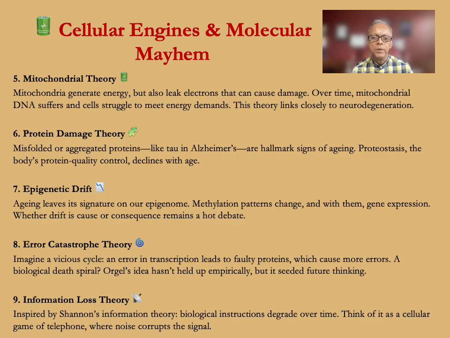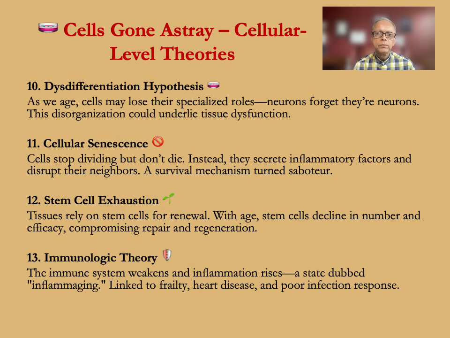The next theory is the information loss theory, inspired by Shannon's information theory. Biological instructions degrade over time. Think of it as a cellular game of telephone where the noise corrupts the signal. Cells gone astray, cellular level theories. Dysdifferentiation hypothesis. As we age, cells may lose their specialized roles. Neurons forget they are neurons. This disorganization could underlie tissue dysfunction.